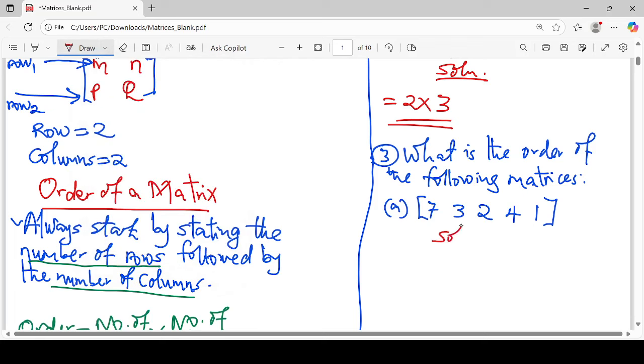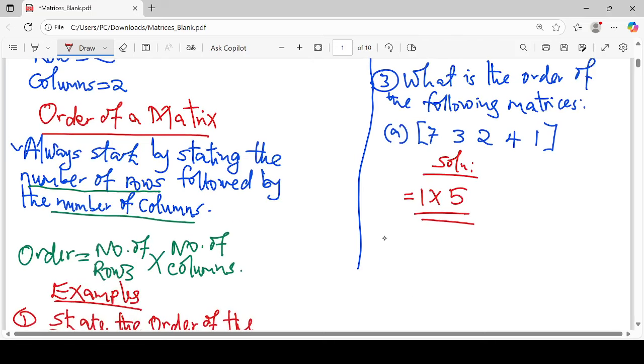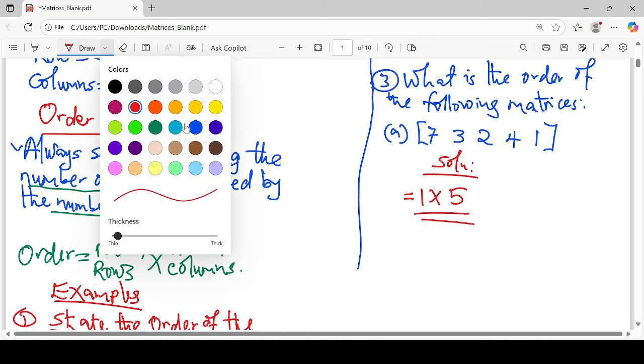Now, under our solution, you have to count how many rows are here. You can see all those elements in that matrix lie in one row. So the number of rows will be 1 times how many columns do we have? 1, 2, 3, 4, 5. So this is a 1 by 5 matrix. Let us look at the last example in the order of matrices.